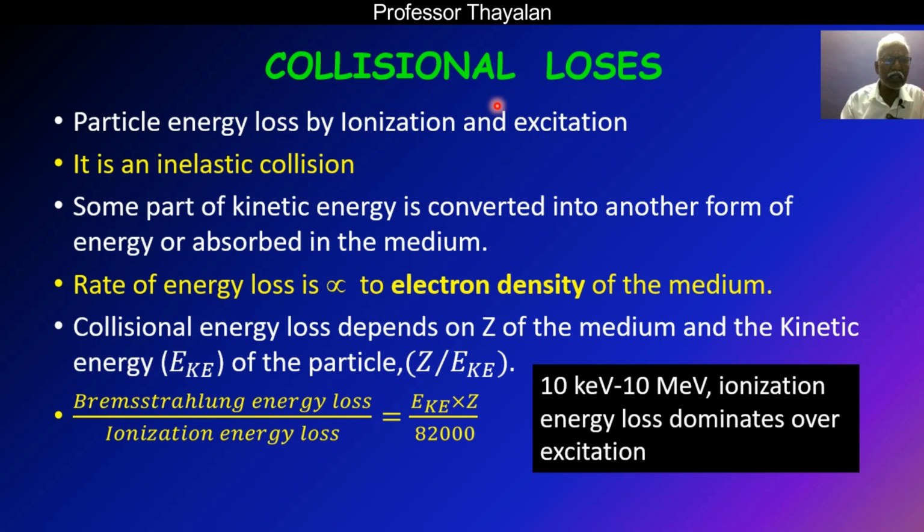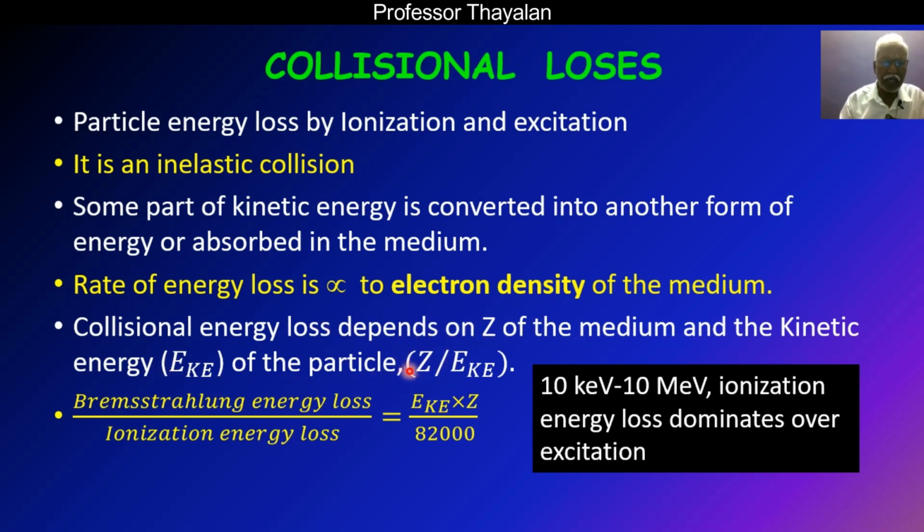What is collisional loss? The particle energy loss due to ionization and excitation is called collisional loss. It can be an inelastic collision. Some part of the kinetic energy is converted into another form of energy or absorbed in the medium. The rate of energy loss is proportional to the electron density of the medium. Collisional loss depends upon the atomic number of the medium and the kinetic energy of the particle.